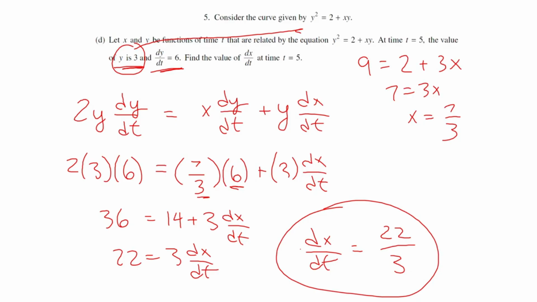And they gave you 3 points there for part D. 1 for solving for the x value here. 1 for using the implicit differentiation with respect to t correctly. And 1 for plugging it all in and getting 22/3. And that's the end of this function FRQ. It's question number 5 from the 2005 Form B AP Calculus AB exam.